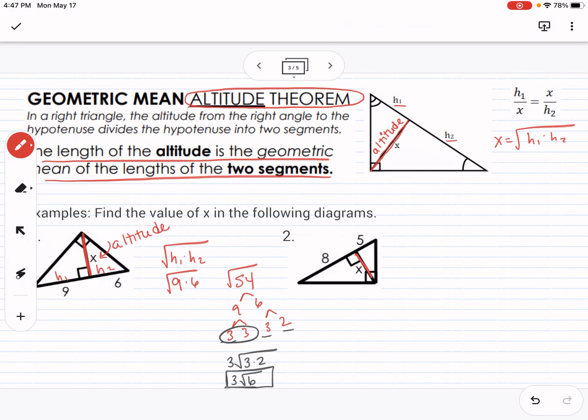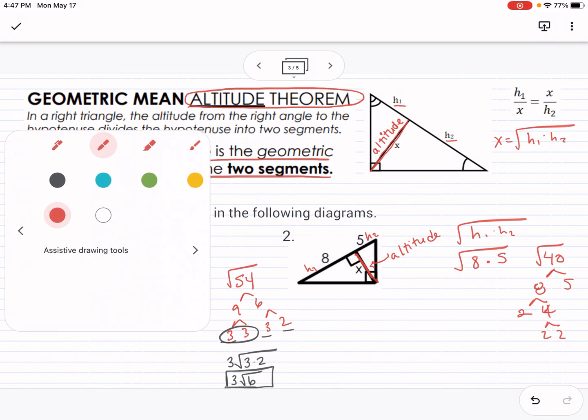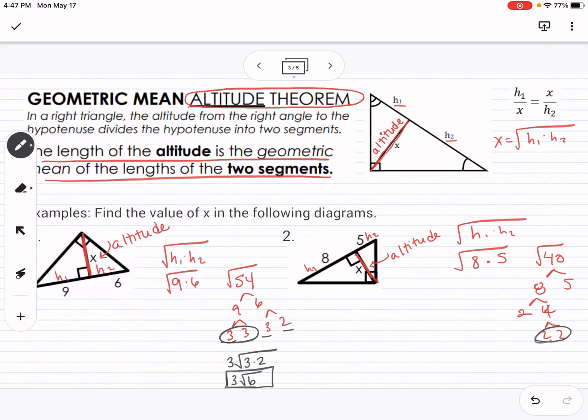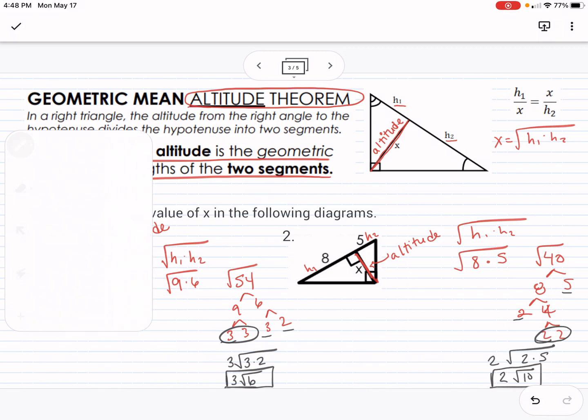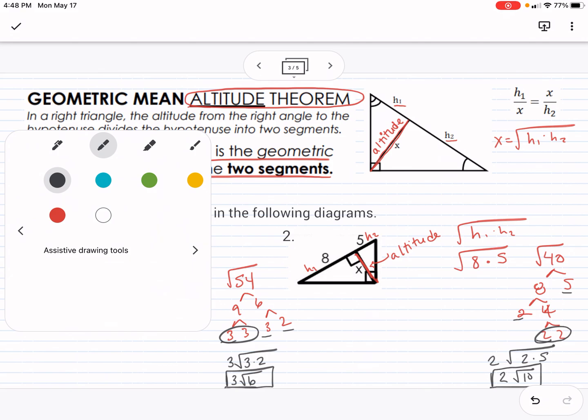On this next one, we're solving for x, which is the altitude. So I'm going to multiply the two hypotenuse segments and square root it. So I'm going to do 8 times 5 square rooted. 8 would be 2 and 4, and 4 is 2 and 2. So this comes out to 2, and there's a 2 and a 5 left over, or 2 root 10. This is the altitude theorem. Again, it only works when x is the altitude.